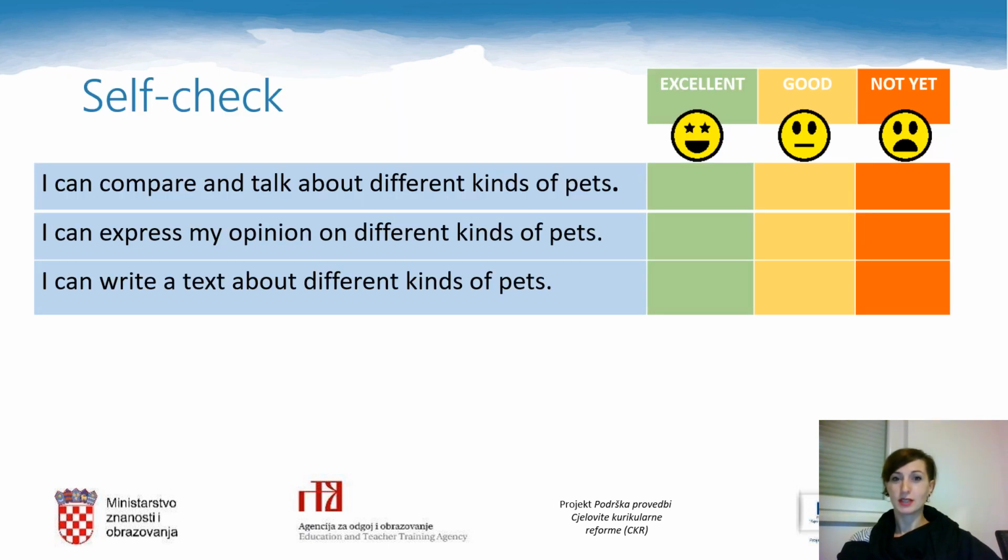And of course, to see where you stand and where you need to go, do this simple self-check. Please tick excellent, good, or not yet. The first statement that needs to be checked is, I can compare and talk about different kinds of pets. If this is 100% true, tick excellent. If you feel that you need more practice, tick good. If you don't feel confident talking about different kinds of pets, it's alright, just tick not yet. Do the same for the following statements.